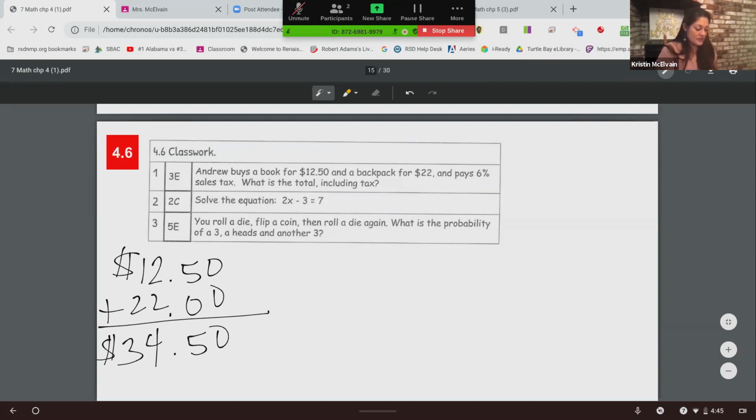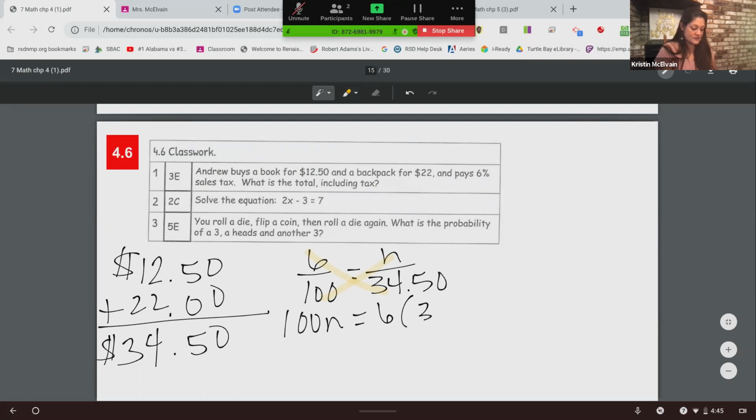Okay. So the way we do percentages is out of 100. So we have 6 out of 100 is what out of 34.50. Okay, then we're going to do our cross multiplication, which gives us 100n equals 6 times 34.50. Divide both sides by 100. Oh, I didn't even multiply it out yet. Getting ahead of myself. 6 times 34.50 is $207.